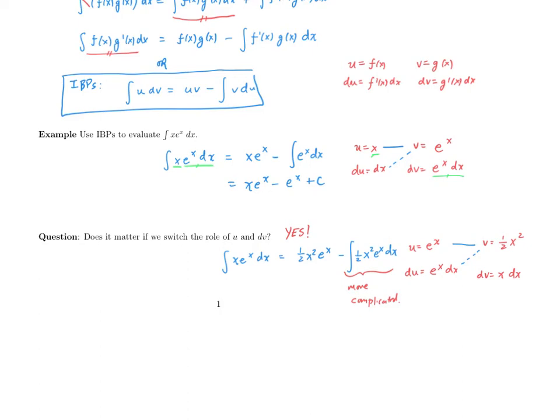And some intuition we'll come back to multiple times is when you're making your choice for u and dv, at a minimum, dv needs to be something you can anti-differentiate to find v. Ideally, the u becomes simpler when we differentiate it. So above, the x became a 1. It became simpler.